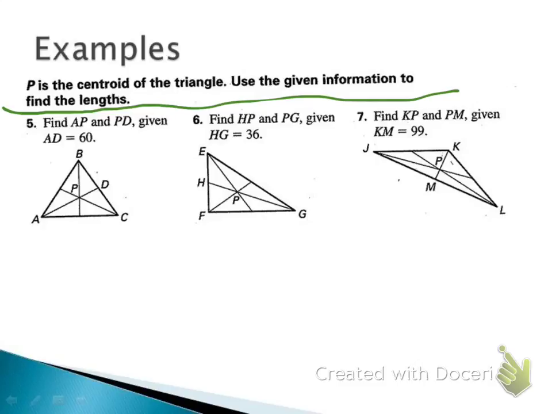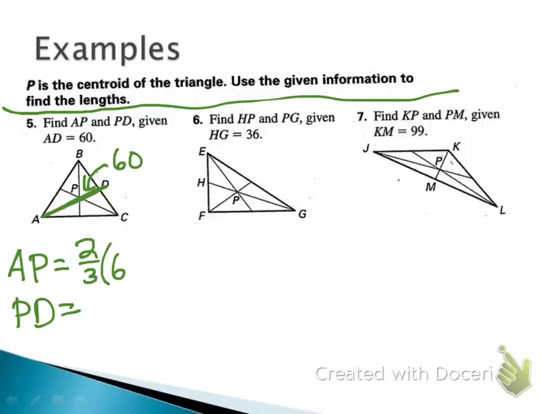Alright, so let's look at exactly what they give us. On number 5, they are giving us the length of AD. So they're giving us the entire median, and they're saying that's 60. They want me to find AP and PD. AP is the longer part. We learned earlier in today's lesson that the longer part is 2/3 times the whole. The shorter part is the rest of it, so 1/3 times the whole.